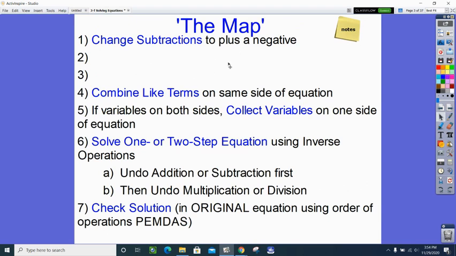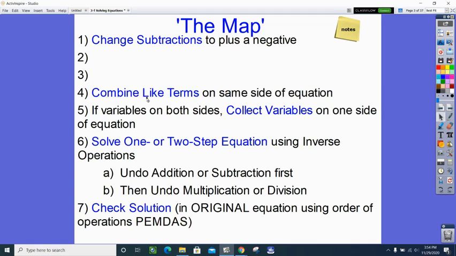So remember this map from the last video, and we had these blanks here. So I'm just showing you the order. Now, with a map, you have to do things from one to the next to the next. You don't jump from step 1 to step 6. So the first thing is you're going to change your subtractions to plus a negative. That's the same change. You don't have to do that, but if you're finding you're making mistakes with subtractions and negatives, try changing those. We're going to skip over these two right now.